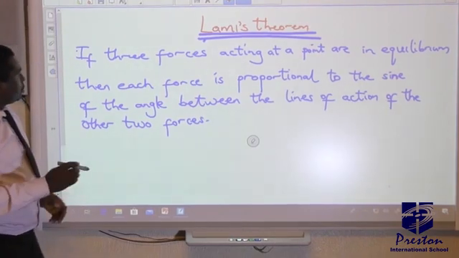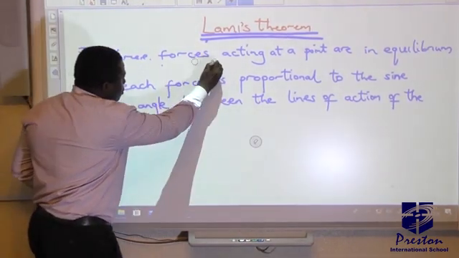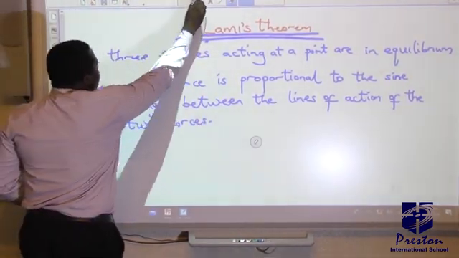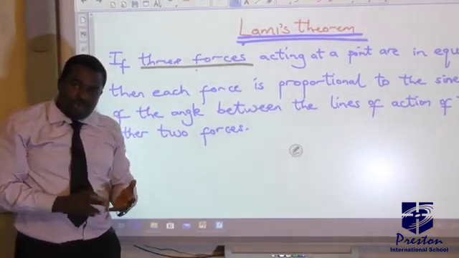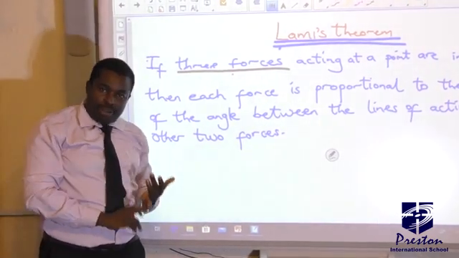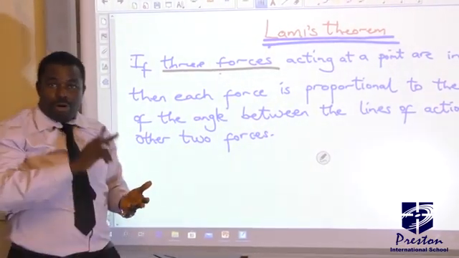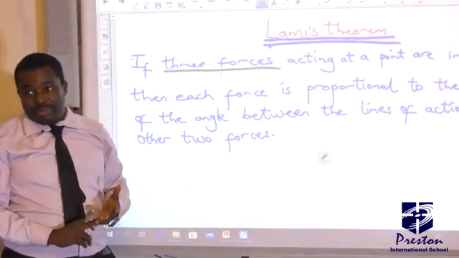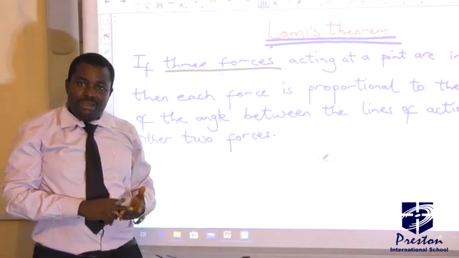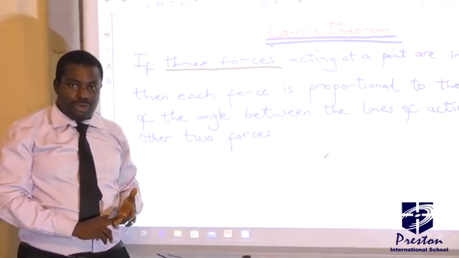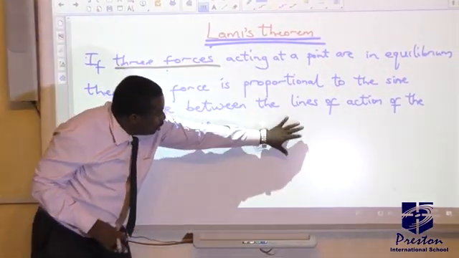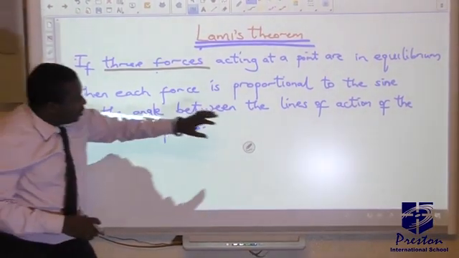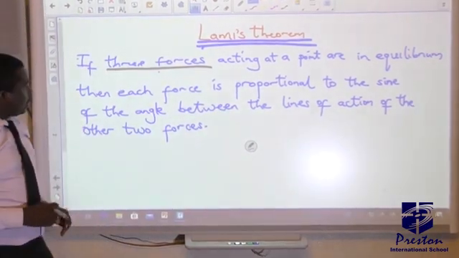I need to explain some things here. If three forces, let's talk about this. Three forces. That means the three forces must be concurrent forces. Number one, they must be coplanar forces. At the same time, they must be non-collinear forces. Non-collinear means they must be on the plane and they must not be on the same straight line.